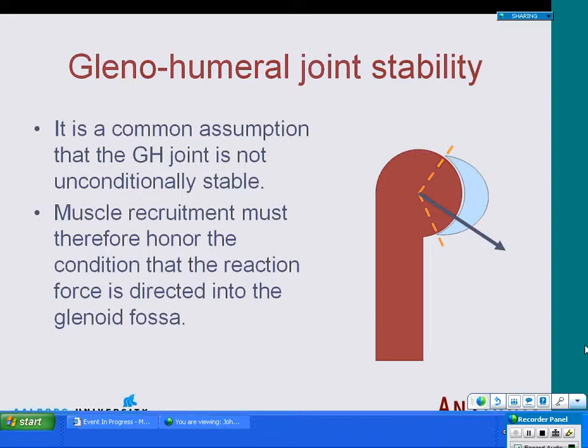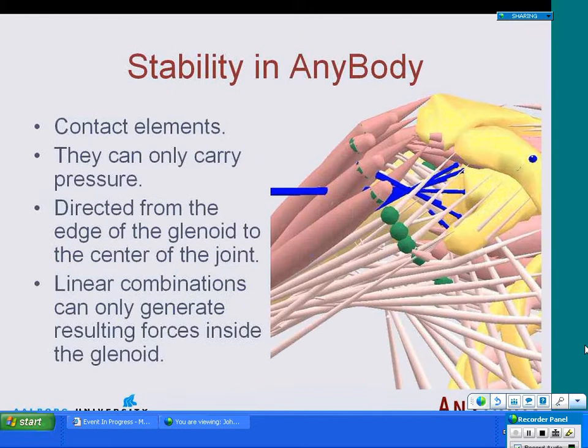You can see the blue arrow must always stay between the two orange dashed lines. If this resultant reaction force comes outside those two dashed lines, then the joint will dislocate. And somehow we must formulate into the model that the muscles must be recruited in such a way that the stability of the joint is maintained. And the way we have done that should be visible on the next page. Because this is, of course, a little more complicated than what you saw on the schematic drawing before.